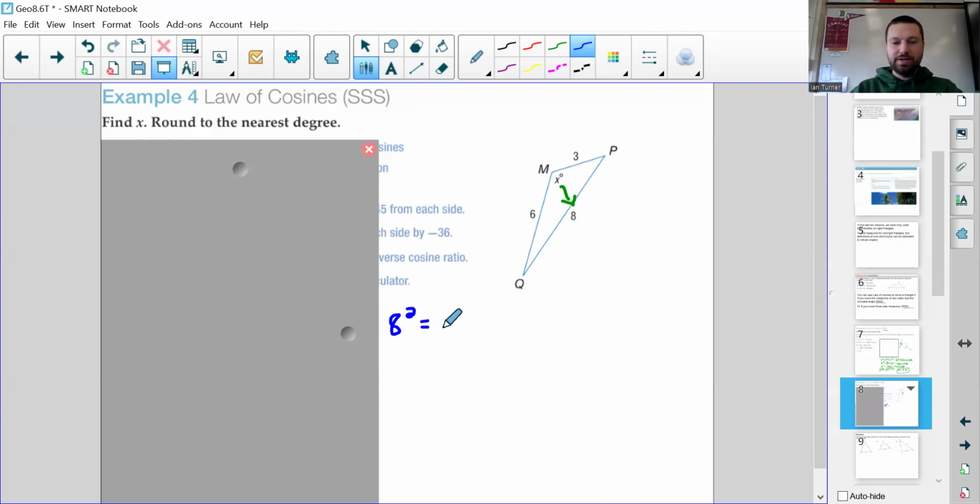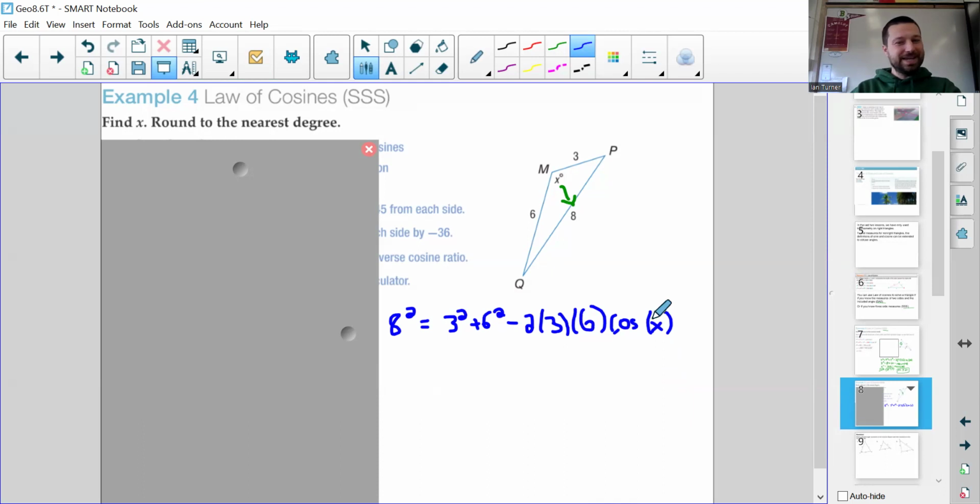So we get 8 squared equals 3 squared plus 6 squared minus 2 times 3 times 6 times the cosine of x. Now you notice our variable's in a different place, right? Let's see what's better. Can you read that? Okay. So our variable's inside the cosine.